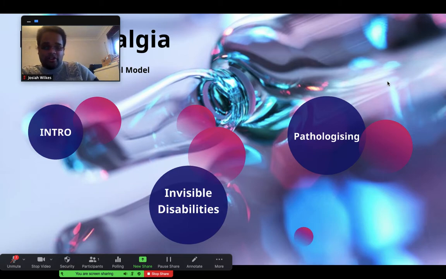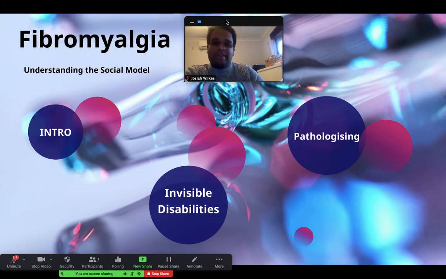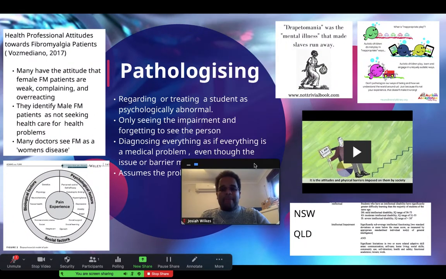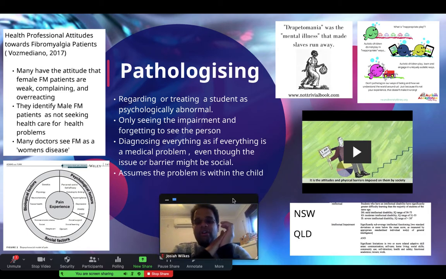So the last thing I want to talk about is when we have disabilities, one of the things I've experienced is this concept of pathologizing. So I've experienced this type of having an invisible disability and people not realising I have a disability and having to come out as disabled. But another thing that I've experienced is pathologizing. So pathologizing is when you regard or treat a student as psychologically abnormal. It's when you only see the impairment and you forget to see the person there.